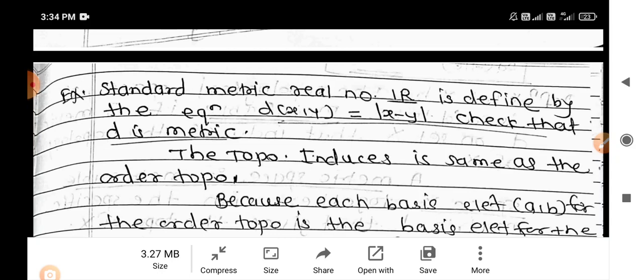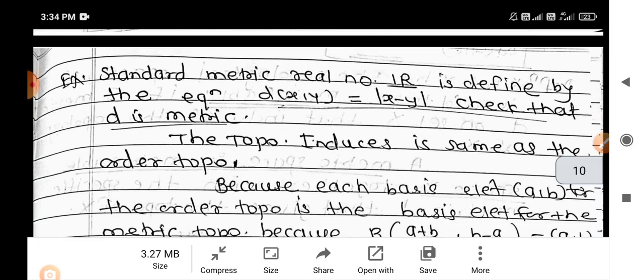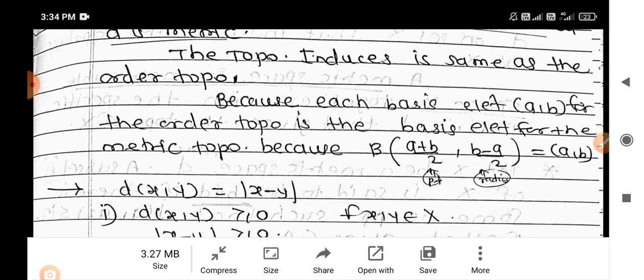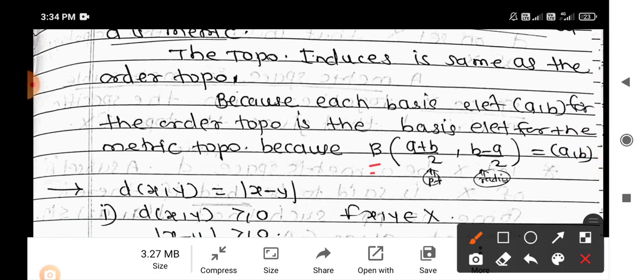It induces a topology which is the same as the order topology, because each basis element, an open interval (a,b) in the order topology, is a basis element for the metric topology. What are the basis elements? That is the open ball around the midpoint, with radius equal to half the distance between a and b, that is (b minus a) upon 2, centered at the point (a plus b) by 2. So this induces the same topology as the order topology.